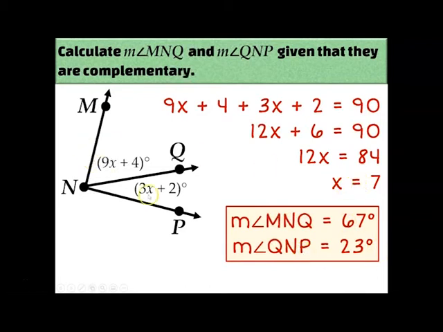After you plug in your value of x and you get these final answers, you should really double check and make sure that your final answers make sense. And by that I mean, did they add up to 90 degrees? Because they were supposed to, right? They were complementary angles. Well, let's check. Is 67 plus 23 equal to 90? Yep, sure is. So looks like I did it correctly.